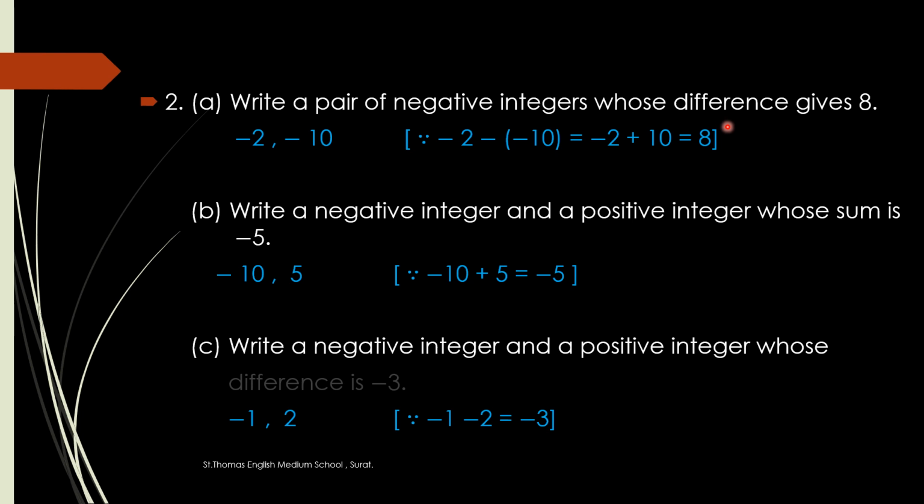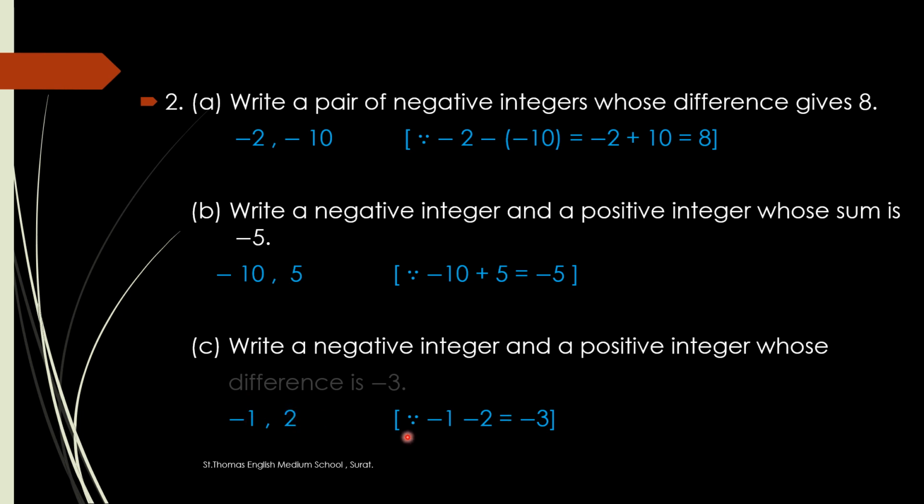First question is difference and second one is sum. Third one, write a negative integer and a positive integer whose difference is minus 3. So you have to take one negative integer and one positive integer, and the difference should be minus 3. So minus 1 and 2.